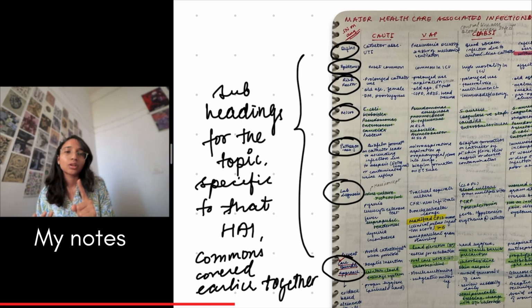So, definition, epidemiology, risk factor, what are the main organisms which cause this, what is the pathogenesis, what is the lab diagnosis, all of this which is specific for a specific type of HAI, I have written down. And just a page prior to this, all the common points to HAI, I had already discussed it. So no matter what the question asks me, I already have somewhat of an idea as to what to write.